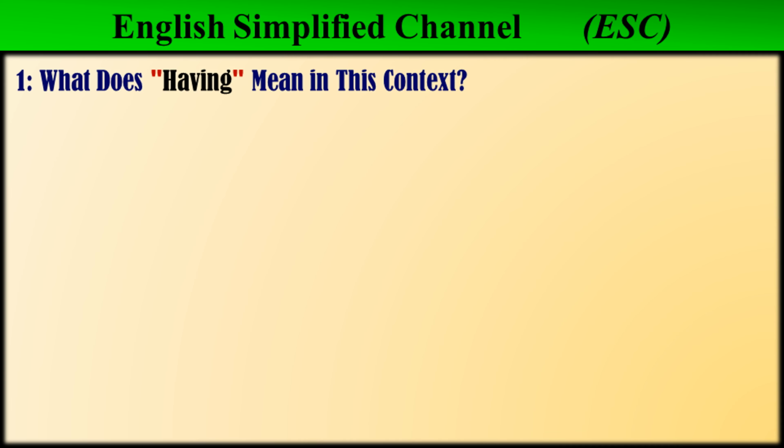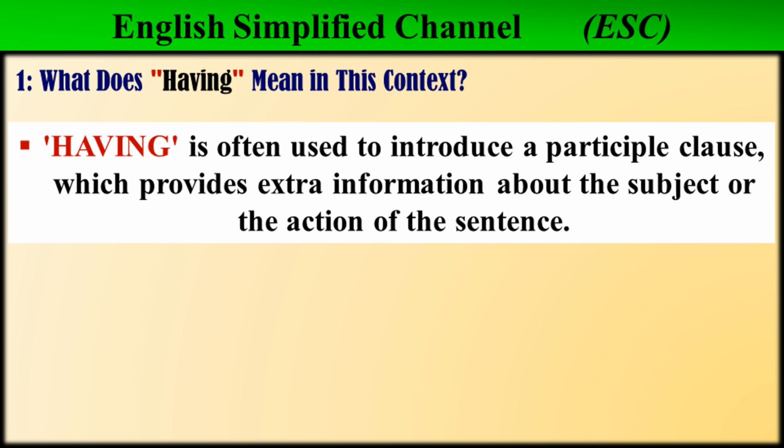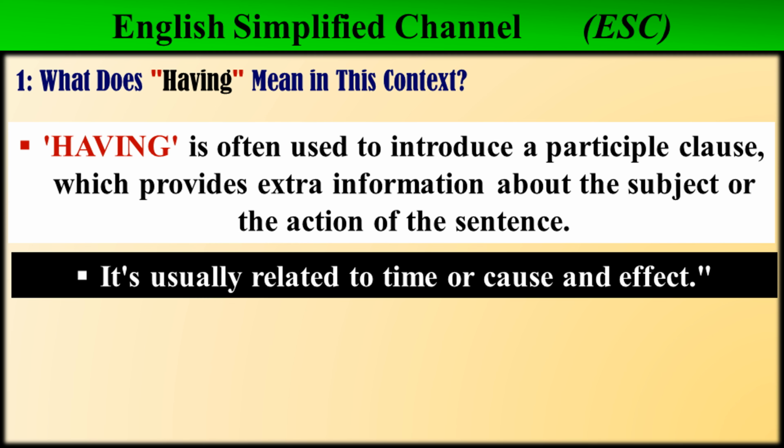Let's begin. Section 1, what does having mean in this context? First, let's clarify what having means when it's at the start of a sentence. In this context, having is often used to introduce a participle clause, which provides extra information about the subject or the action of the sentence. It's usually related to time or cause and effect.